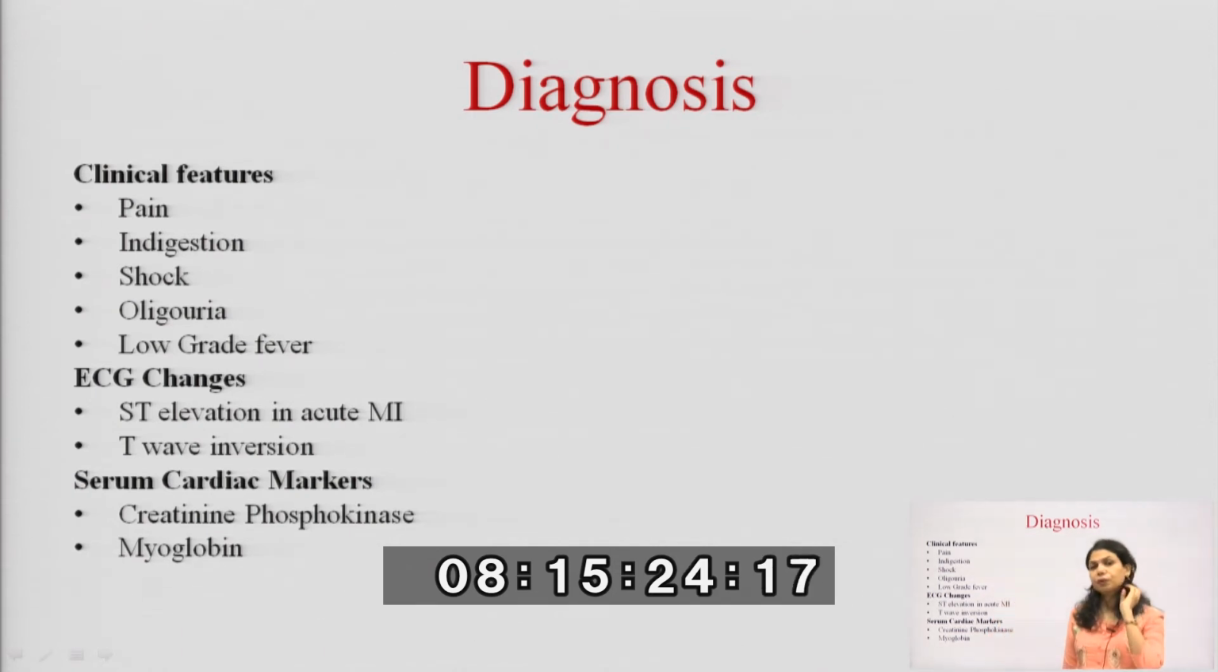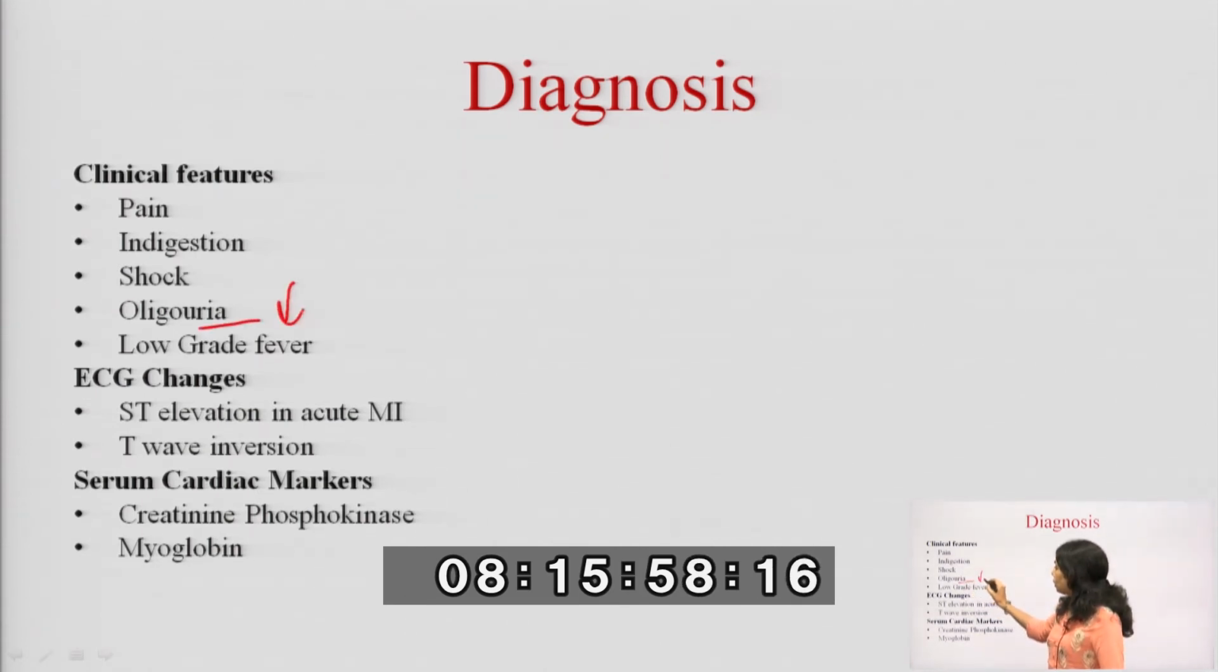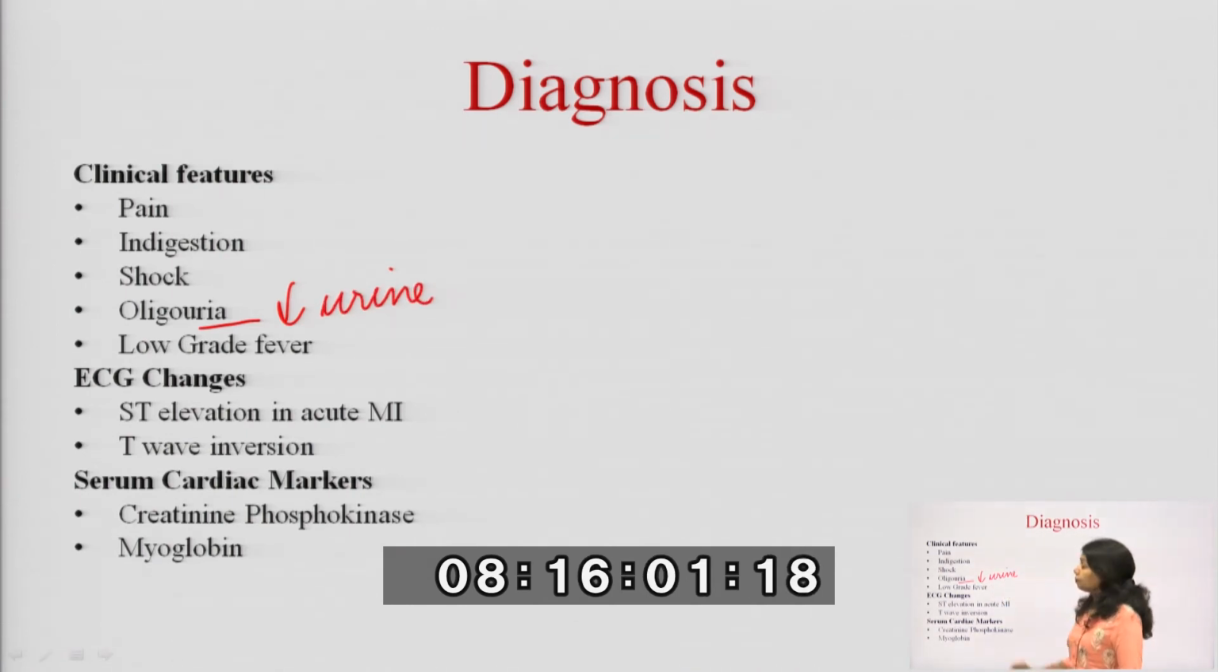Diagnosis. How will you diagnose that a patient is suffering from myocardial infarction? What are the different parameters you will judge for a patient? Number 1 parameter is the pain. You will see that the patient is having very high pain. The second parameter is indigestion. The third clinical feature is shock. Then oliguria, which here means less urine. These are the clinical features, signs and symptoms when a patient is suffering from myocardial infarction.